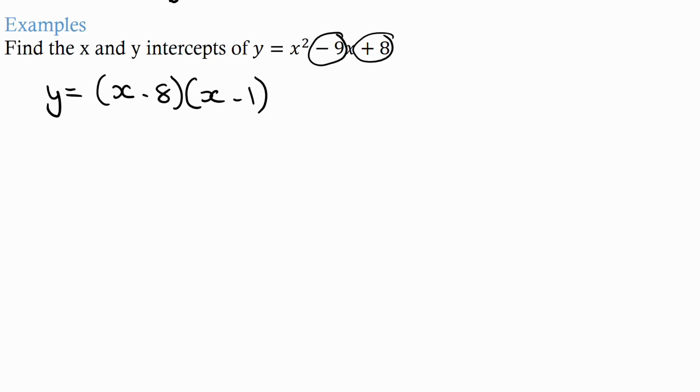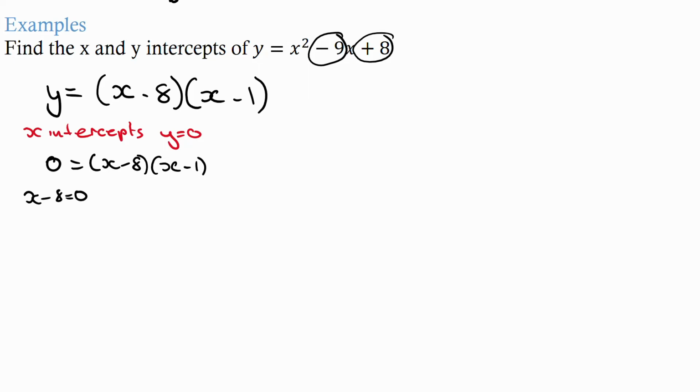Now that we've got that, remember x intercepts occur when y equals 0. So we have 0 equals (x - 8)(x - 1). If we focus on that front bracket, we have x minus 8 needs to equal 0, and on the back bracket x minus 1 needs to equal 0. So x equals 8, x equals 1. So that's where it's crossing the x-axis. We wanted to do our y-intercepts.